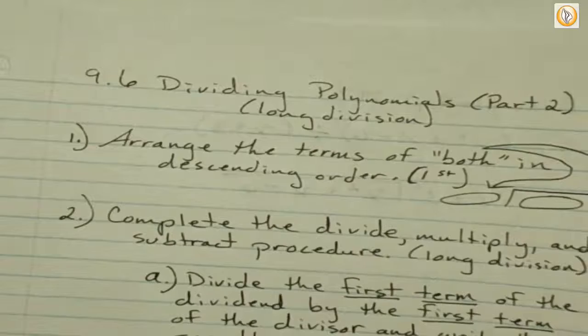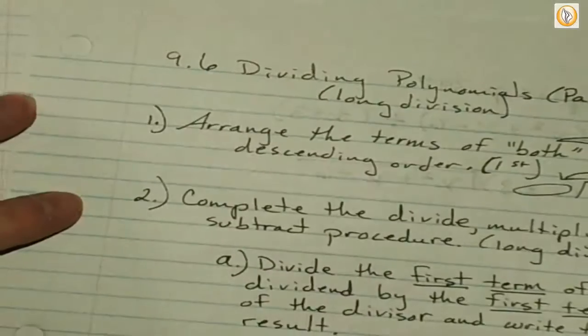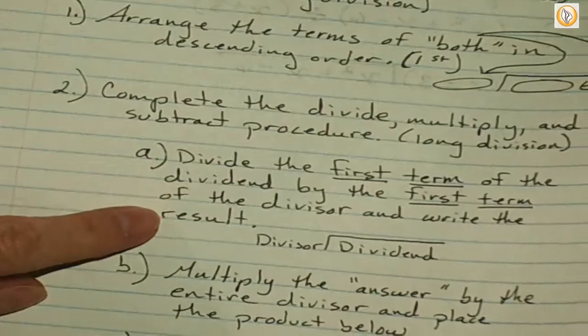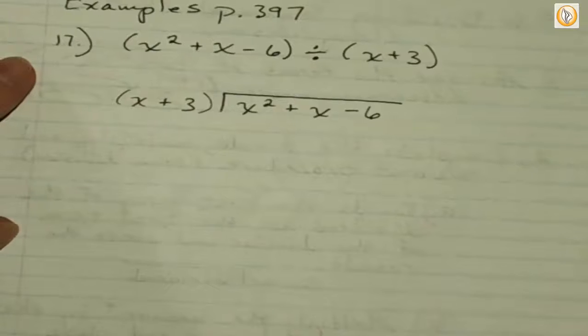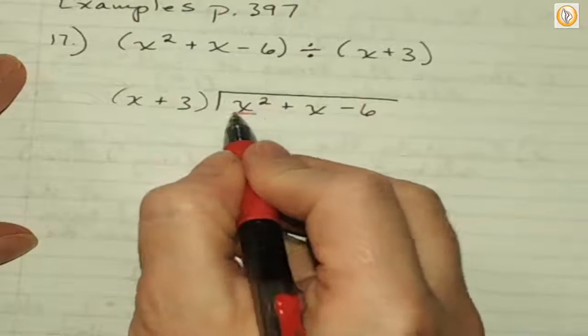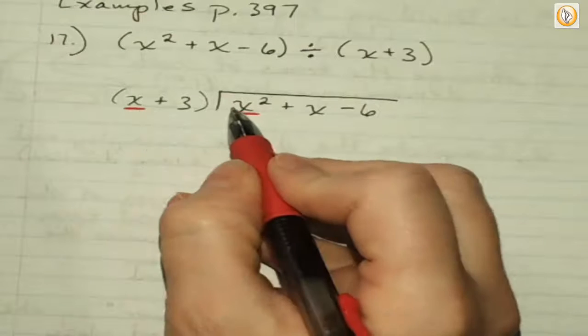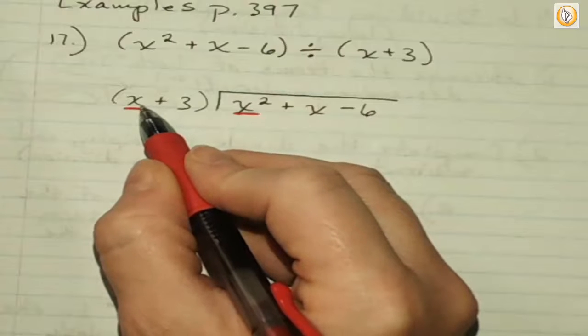All right, arrange the terms in descending order. Are these in descending order? Yes, that's step 1. Step 2, go ahead and start long division. You're going to divide the first term of the dividend by the first term of the divisor and write the result. So guys, what we're looking at: first term of the dividend and the first term of the divisor. That is all we are looking at. So if I write it, you're writing it. The first term of the dividend is being divided by the first term of the divisor.